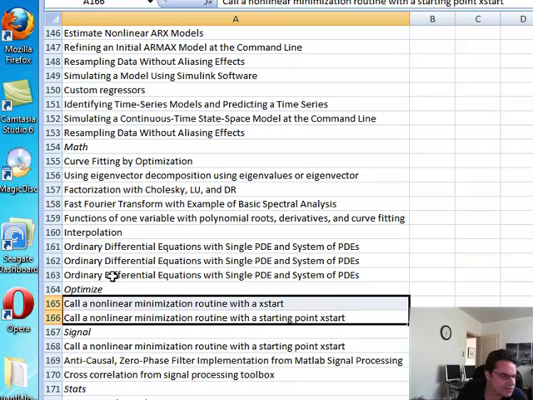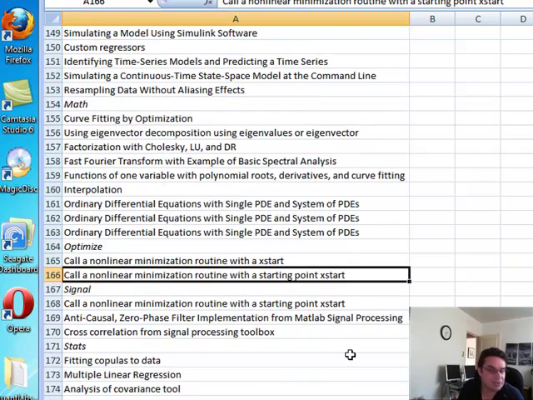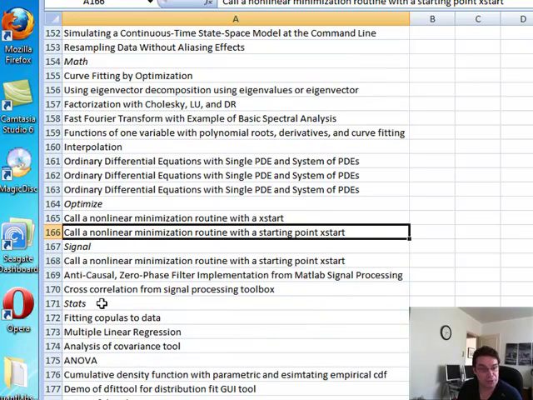Optimization. Most quants that I've talked to don't like optimization, and when I went through this, I'm just showing this as an option. I'm not saying do it, but it's just as an option. That's it with this XStart tool.